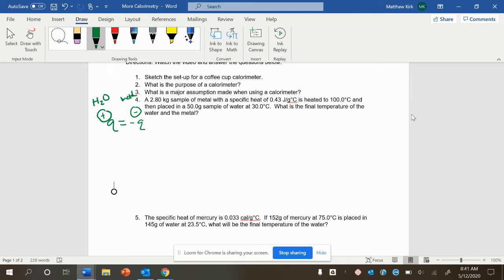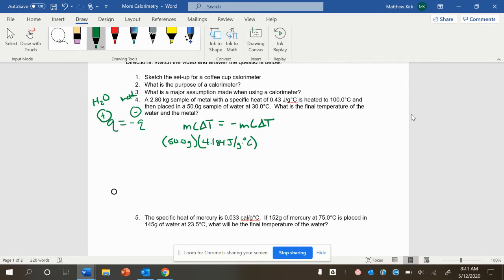So we have our side of the water. On one side, we have MC delta T for the water, which is going to equal negative MC delta T for the metal. So let's plug in what we know. The positive side is going to represent the water. So our mass of the water, 50 grams. Our specific heat of the water, 4.184 joules per gram times degrees Celsius. And change in temperature for the water.